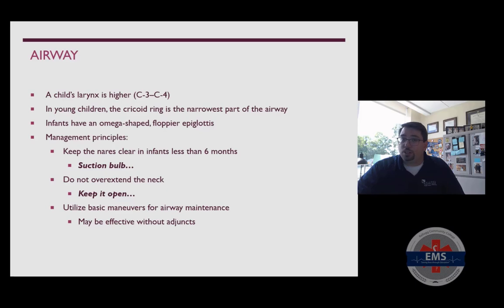It's floppier, it's larger, and it can be a big issue if it becomes infected or inflamed. Most of your management principles for airway are the same. Keep the nares clear on an infant that's less than 6 months of age, because we know they're predominantly nose breathers, so use your bulb suction device to clear their nose. Don't overextend the neck. That keeps their airway open. And utilize basic maneuvers for airway maintenance. It's the most effective tool you can have, right? It may be effective, believe it or not, without additional airway adjuncts.